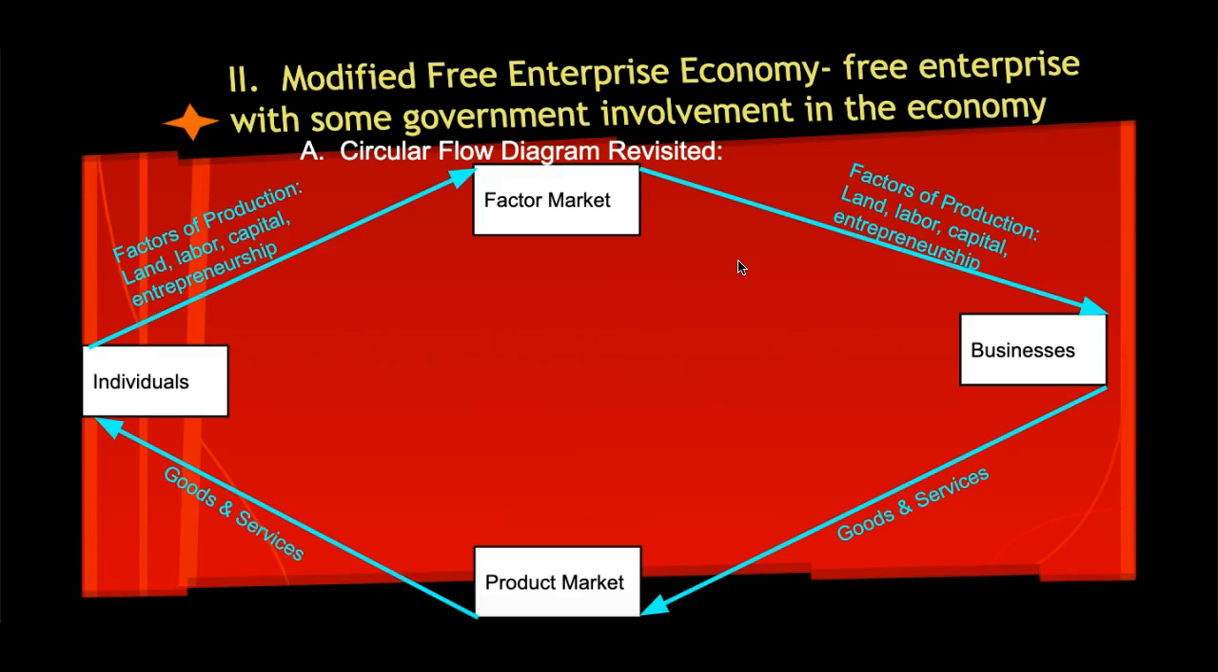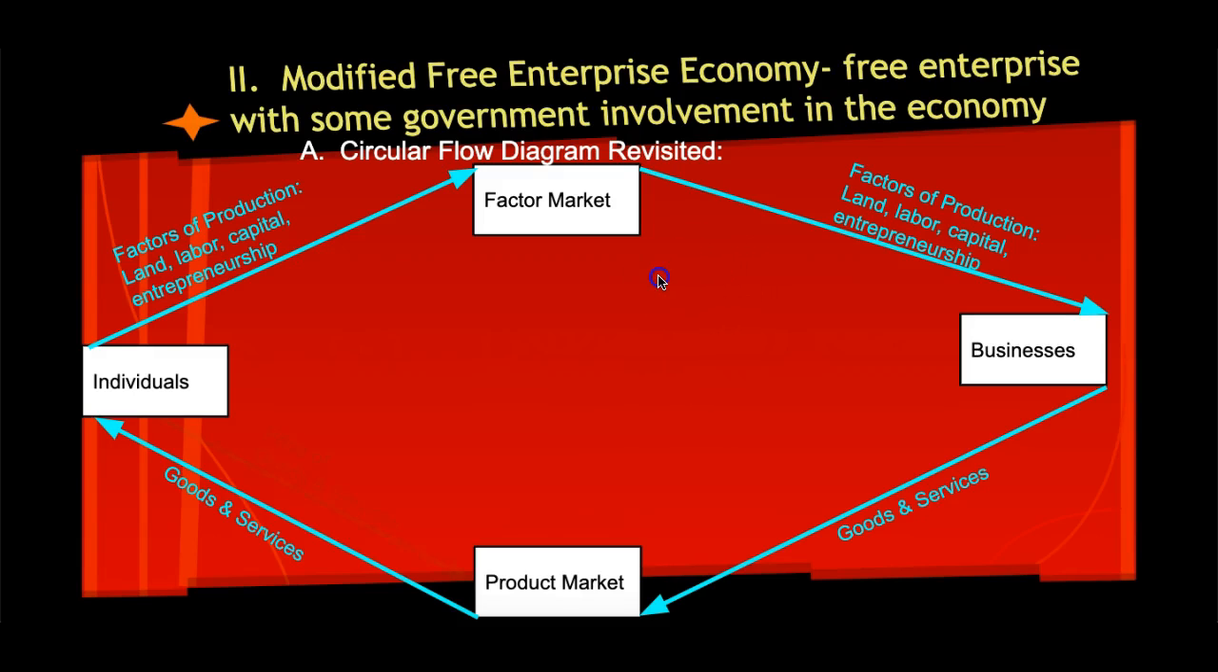Okay, notice that all of my blue arrows are going in the same direction. Notice that my blue arrows going into and out of the factor market all say factors of production. All my blue arrows going into and out of the product market all have goods and services. Now, I have to go the opposite direction, and I'm going to switch colors, and I'm going to pay for all of these things.